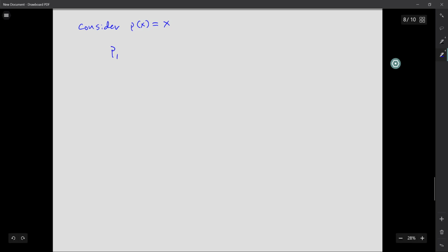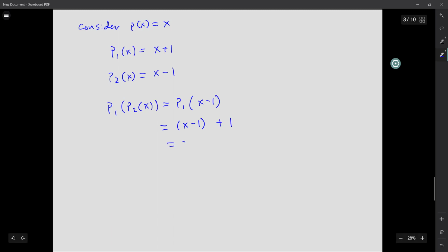But I can do p1 of x equal to x plus 1. And I can do p2 of x, which is equal to x minus 1. And then what happens when I do p1 of p2 of x? Well, I get p1 of x minus 1. And when I plug that into p1, well, that's x minus 1 in place of x plus 1, which simplifies down to x. And I can do a lame little trick like that for as long as I want.